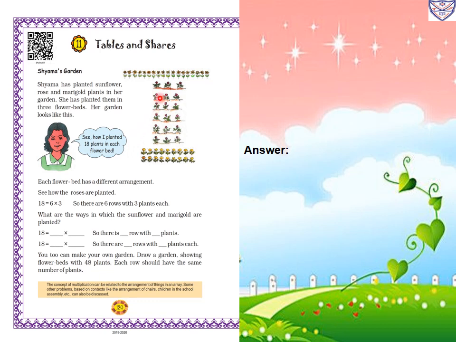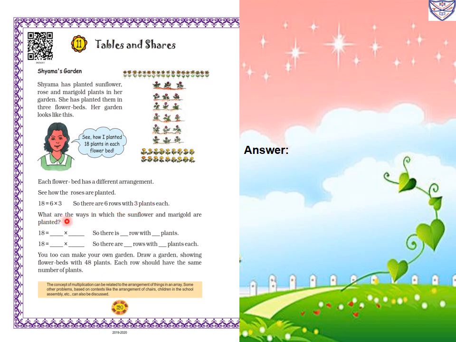So how has she planted? She has planted in 6 rows. 1, 2, 3, 4, 5, 6. There are a total of 6 rows, and in each row how many rose plants are there? 3. So in total how many plants are there? 18. 6 threes are 18. So there are 6 rows with 3 plants each.